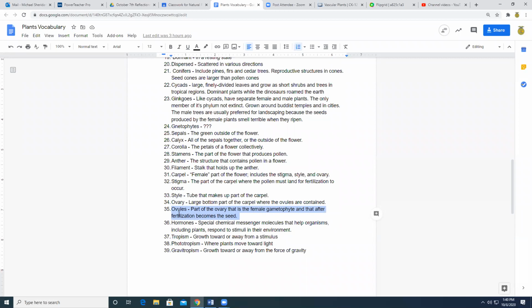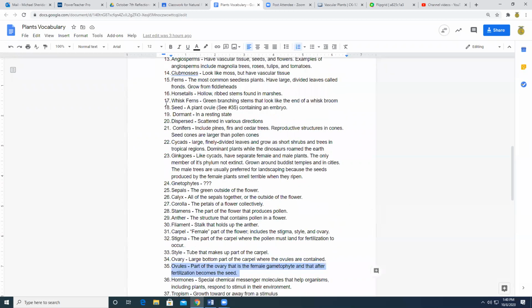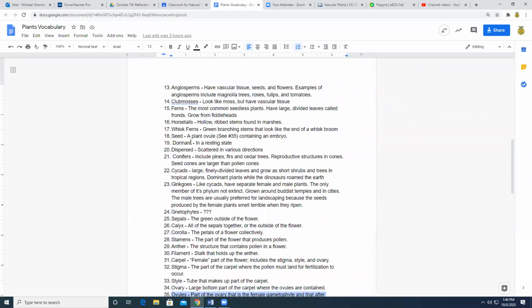An ovule is before it's fertilized. After it's fertilized, it actually becomes the seed of the plant. Dormant means it's in a resting state. Dispersed means that it's scattered in several directions.